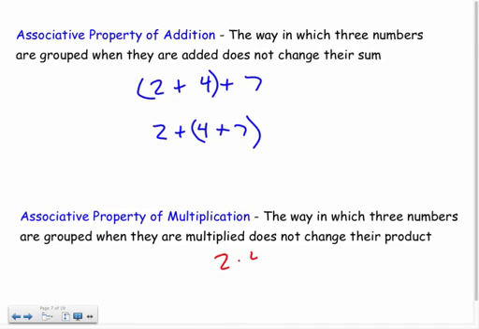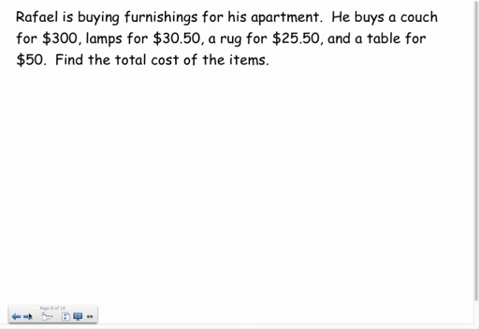If I took 2 times 4 times 7, if I multiply 2 and 4 first, it's not going to change the answer compared to doing 4 times 7 first, right? You can do it in any order you want with multiplication or addition. So for example here, Rafael's buying furnishings for his apartment. He buys a couch for $300, lamps for $30.50, a rug for $25.50, and a table for $50. Find the total cost of the items.